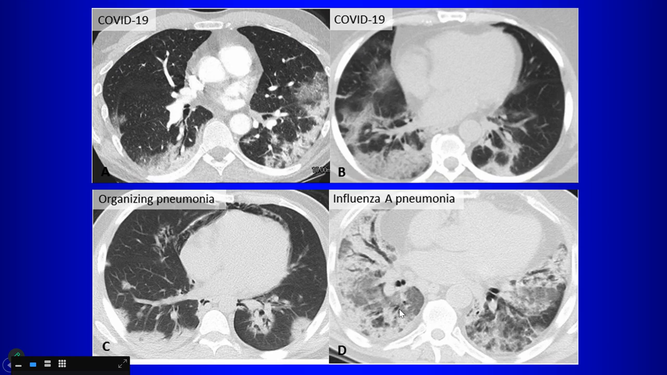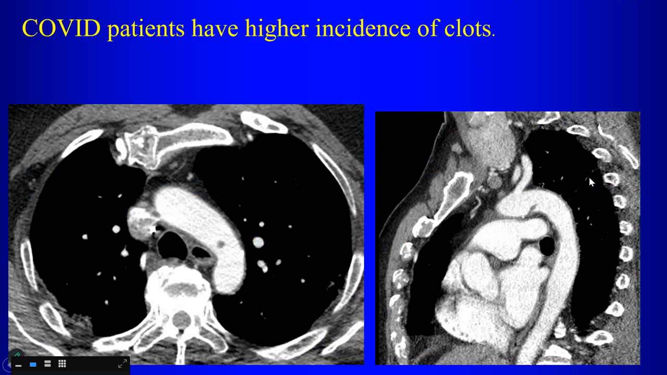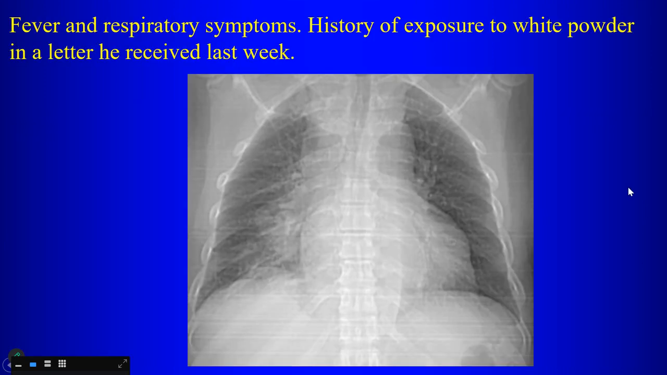Here's an example of influenza A pneumonia, somewhat more diffuse in terms of the ground glass opacities there. Okay. One other thing to remember about COVID is it is associated with increased tendency to clots. So you can see that there's a PE here. Do we see any other evidence of clotting? Like the arch of the aorta, right. There's a tiny thrombus there too, okay? So these patients do have an increased incidence of thrombi with COVID.